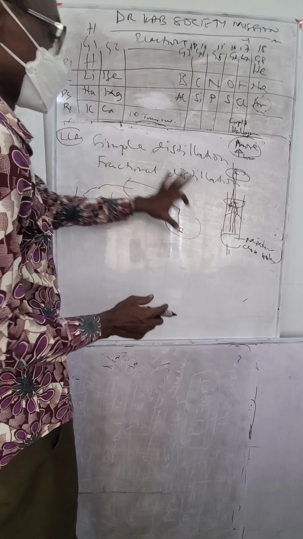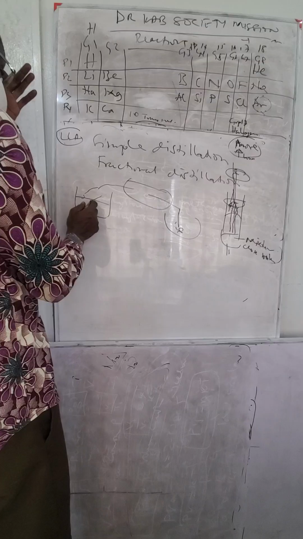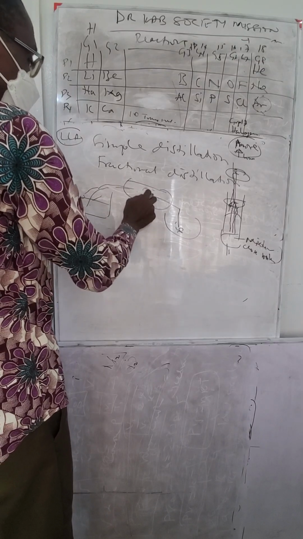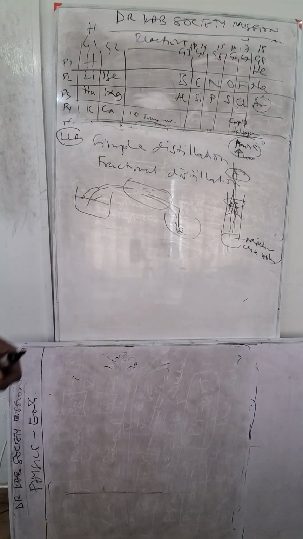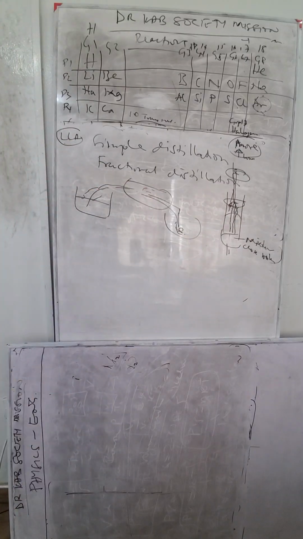So for fractional distillation, they must have close boiling points. And that is what happens. With simple distillation, you just vaporize, condense, that means change it back to liquid, and then collect it. That's simple distillation. This is used in the petrochemical industry.